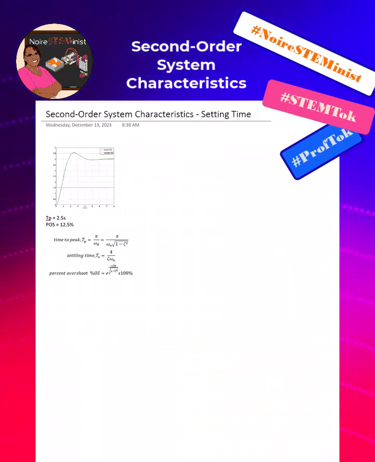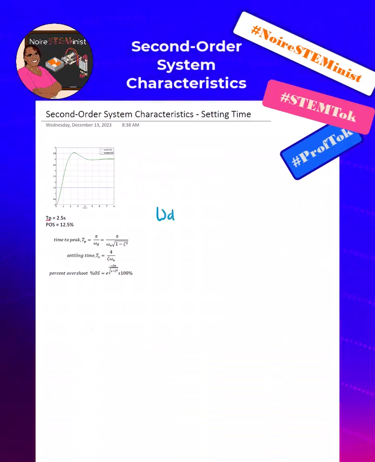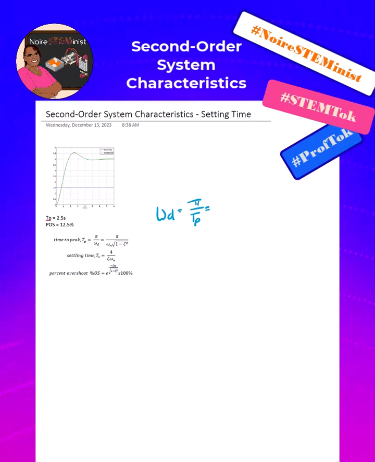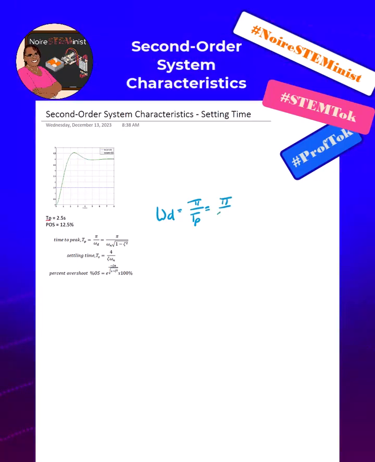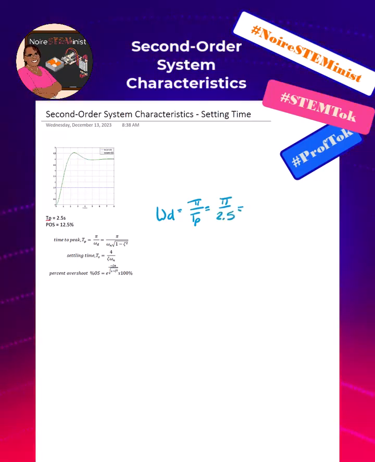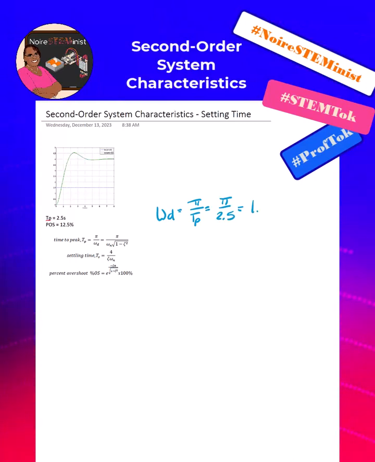A more accurate method to find the settling time is to use the time to peak and the percent overshoot, where we find that omega d is equal to pi over tp, or pi over 2.5. So omega d is equal to 1.257 radians per second.